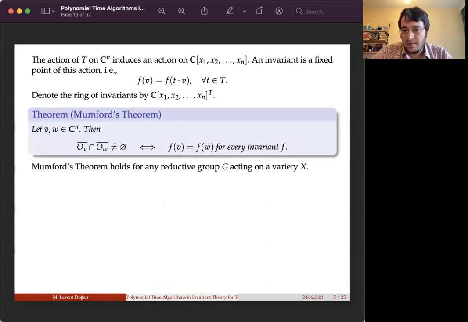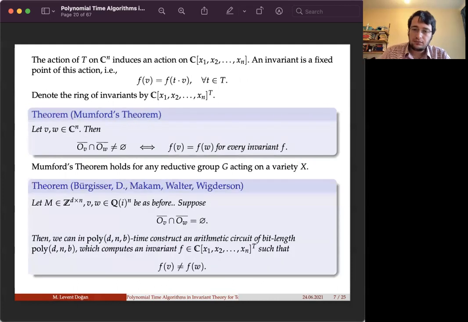Now, this is a well-known theorem in geometric invariant theory, Mumford's theorem. It states that two orbit closures intersect if and only if every invariant f takes the same value on v and w. And this theorem holds for any reductive group acting on a variety, not only a vector space. And our next result is that if two orbit closures do not intersect, then we can, in polynomial time, construct an arithmetic circuit C, which produces an invariant that separates these orbits. However, I will not talk about the proof of this theorem.